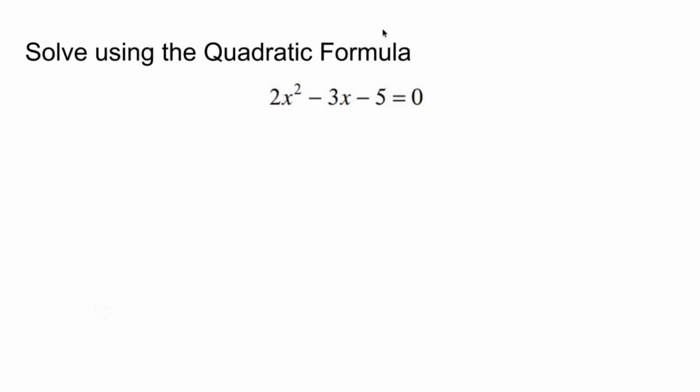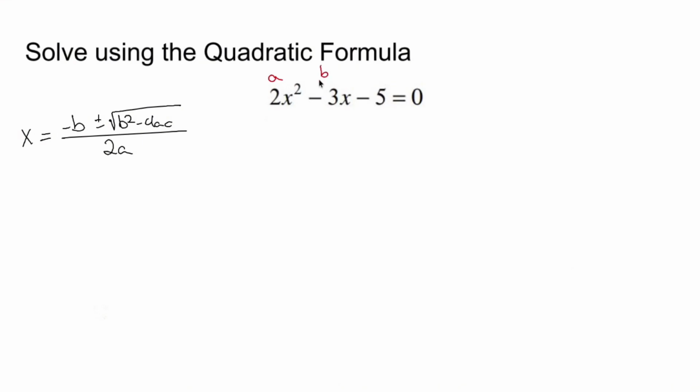Solve using the quadratic formula. The quadratic formula is this wonderful little formula that you can use to solve any quadratic, and it goes a little something like this. X equals negative b plus or minus square root b squared minus 4ac all over 2a. You're welcome for singing.